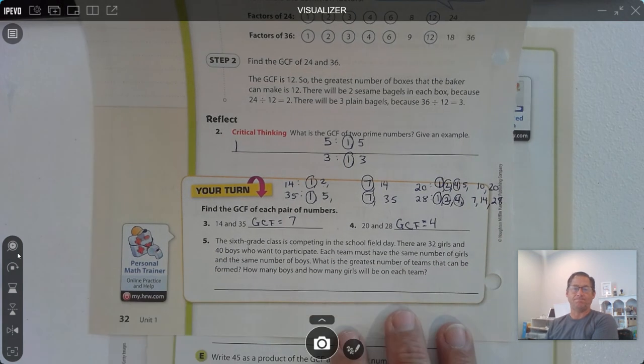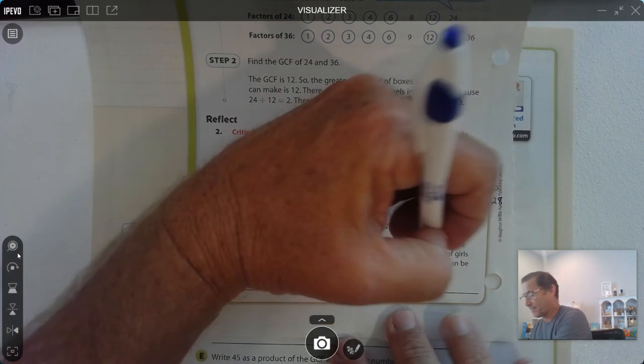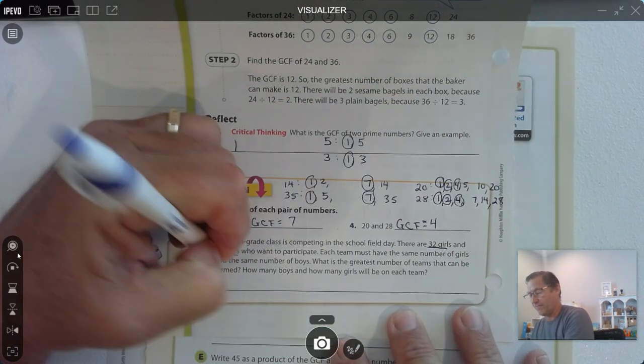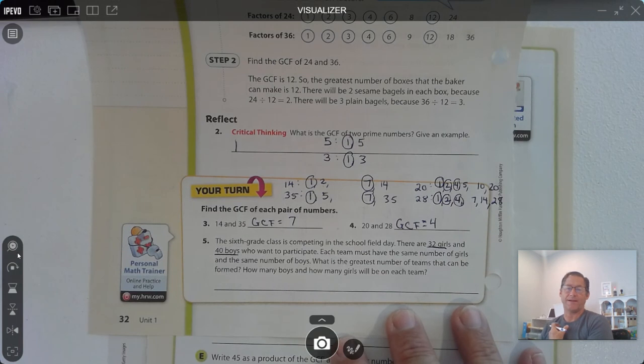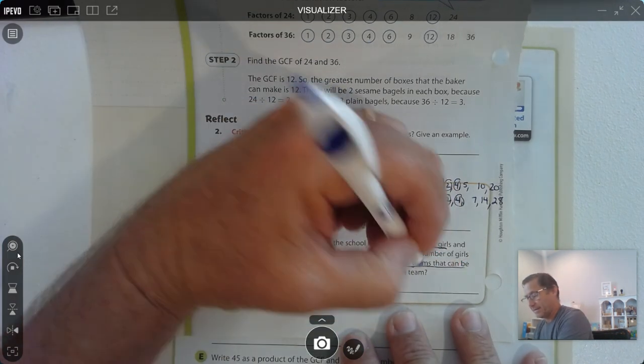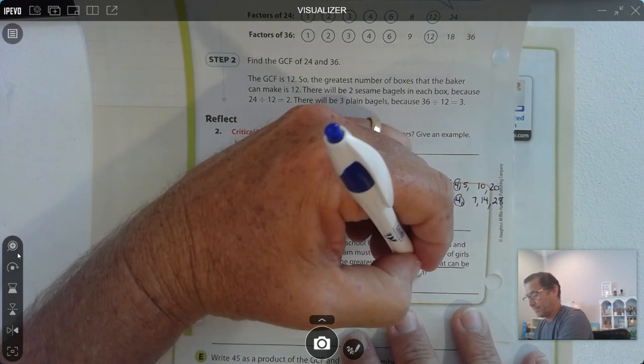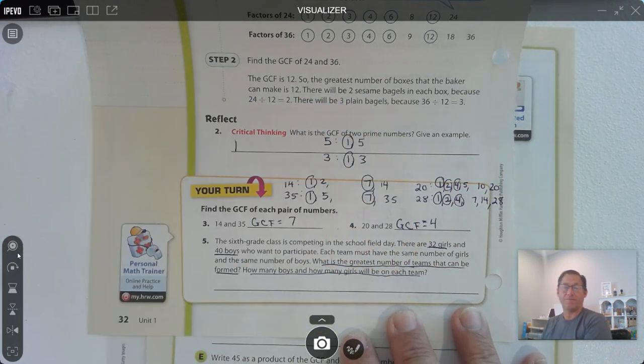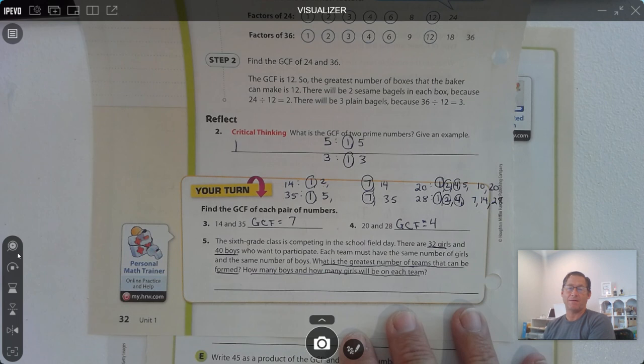All right, number 5. The 6th grade class is competing in the school field day. There are 32 girls and 40 boys who want to participate. Each team must have the same number of girls and the same number of boys. What is the greatest number of teams that can be formed? In other words, what's the greatest common factor? And then how many boys and girls will be on each team?